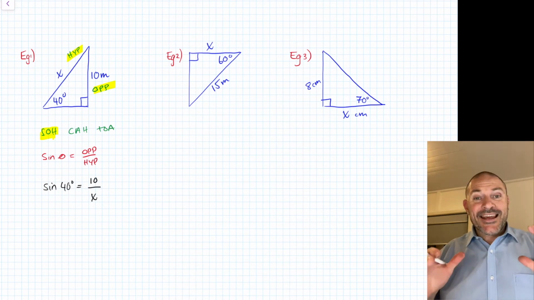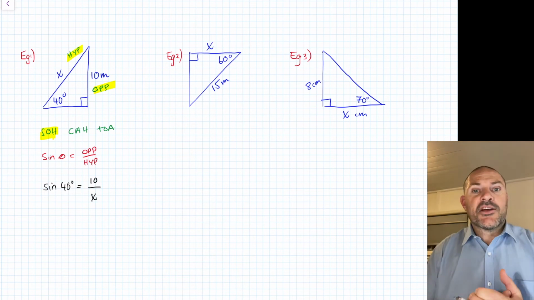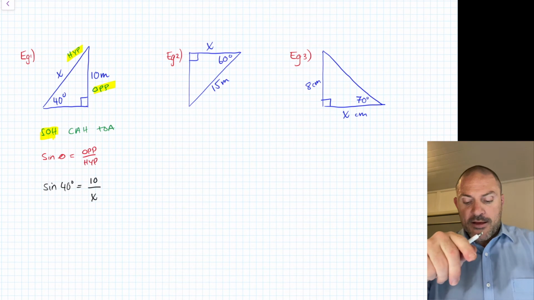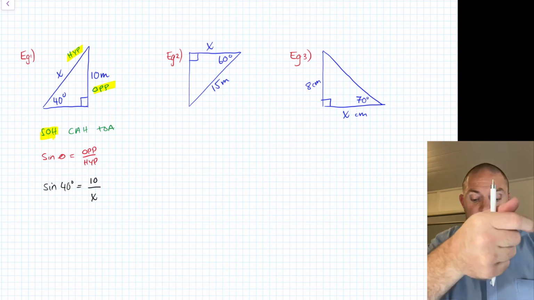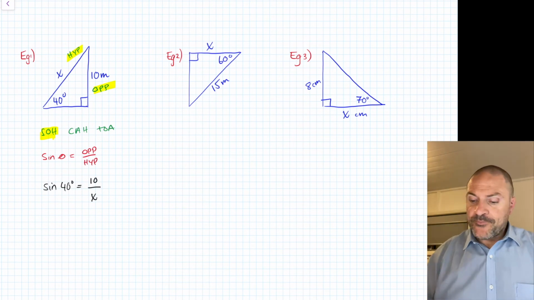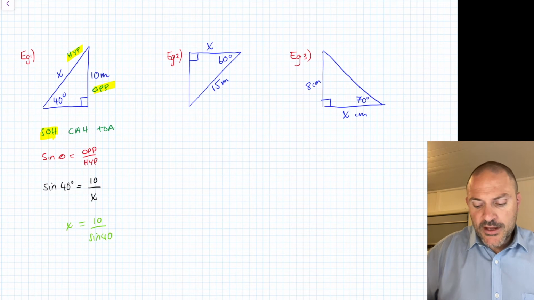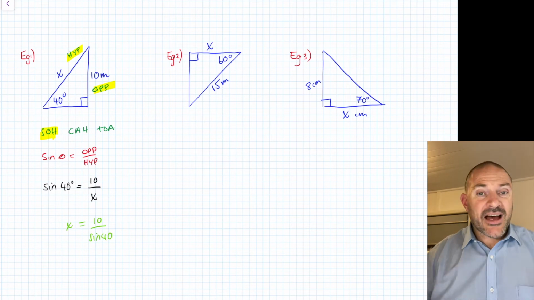Now, this is again where you start to see this is a harder question because x is a denominator. You can't just do that straight times. Of course, you can times it across, then we need to divide by that sine 40. But a lot of you will just go, I'm going to swap them over. 10 divided by sine 40. Once you've done that, that's kind of the hard step. The rest of it is now just calculated.